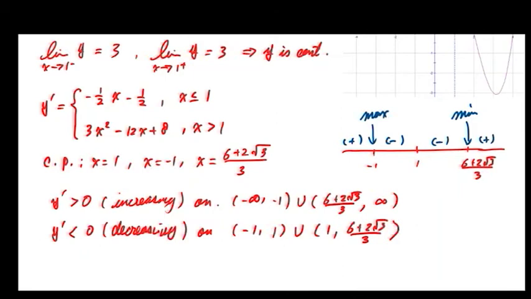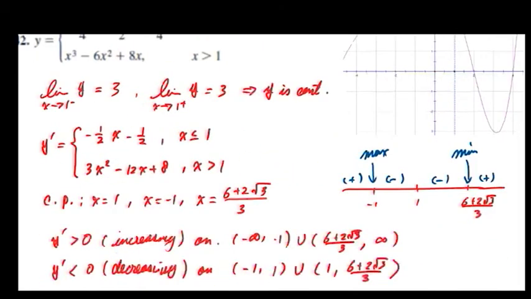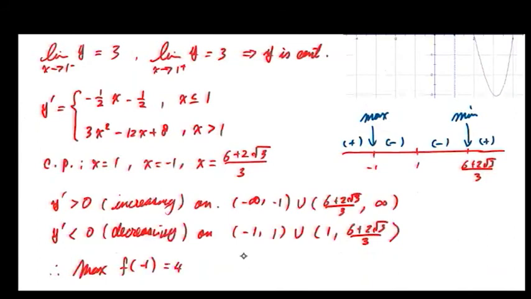Okay? We can say, therefore, max, this is local because this thing extends up to infinity at -1. If you plug in -1, what do you get? 4. And then minimum, f of that ugly thingy. What do you get? This one, we have to punch it in the calculator, right? Does anybody have it?